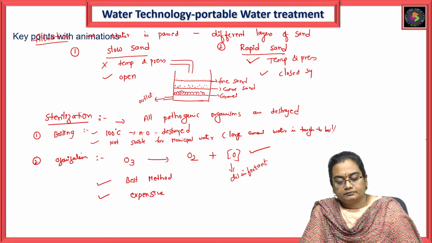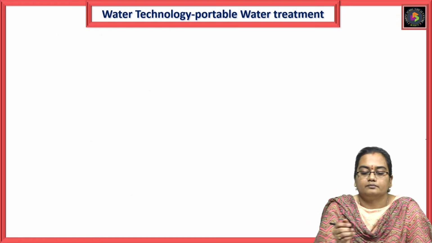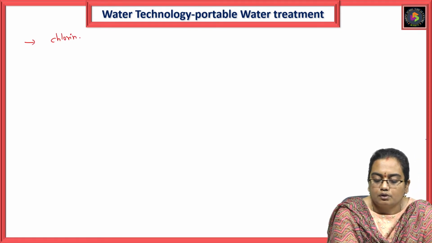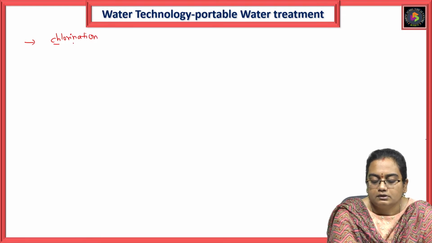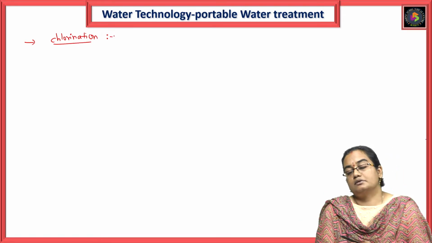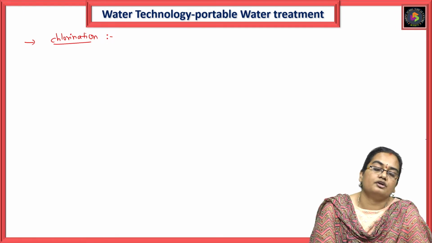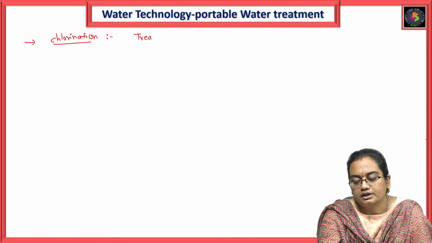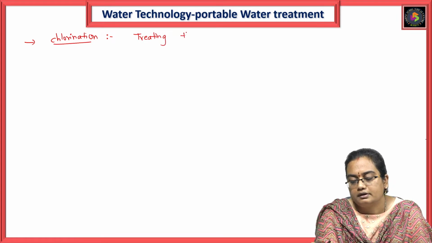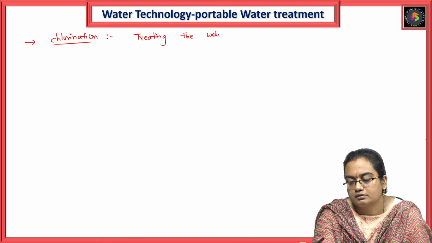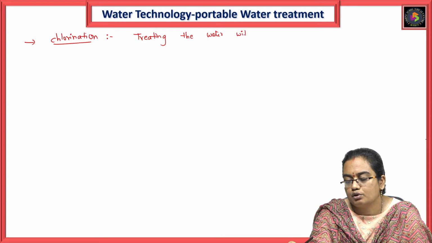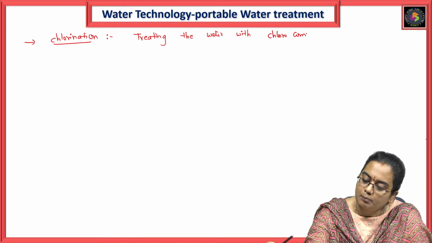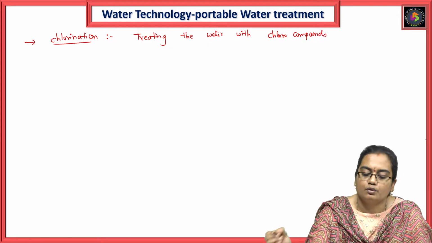Coming to the third one, chlorination, which is very much familiar. Chlorination process. So what do you mean by this chlorination? Treating the water with chlorine gas, or with chloro compounds, is known as chlorination.